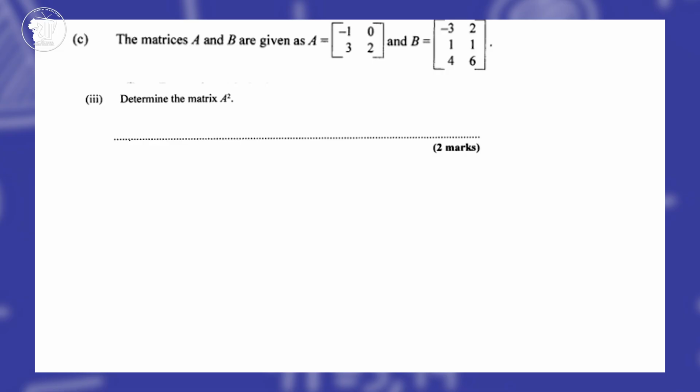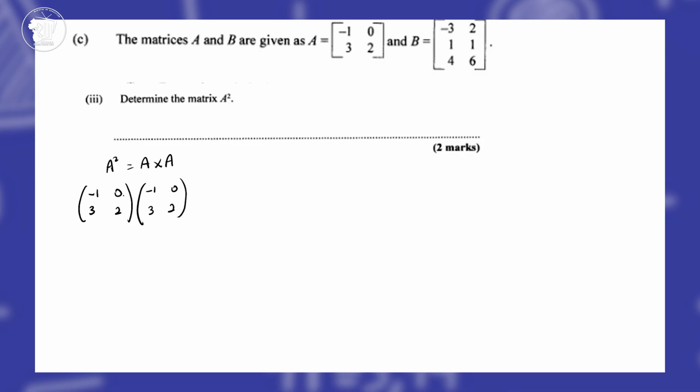The matrix A squared is simply telling you you want A multiplied by A. You want matrix A multiplied by matrix A. So you'll take matrix A, which is negative 1, 0, 3, 2, multiplied by matrix A, which is negative 1, 0, 3, 2. And then we'll multiply the two matrices with each other.